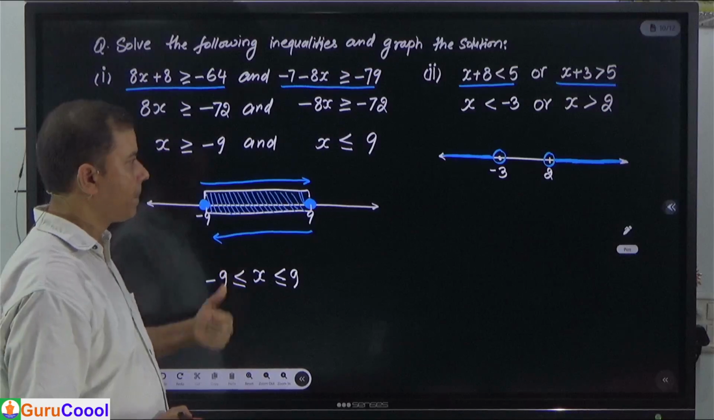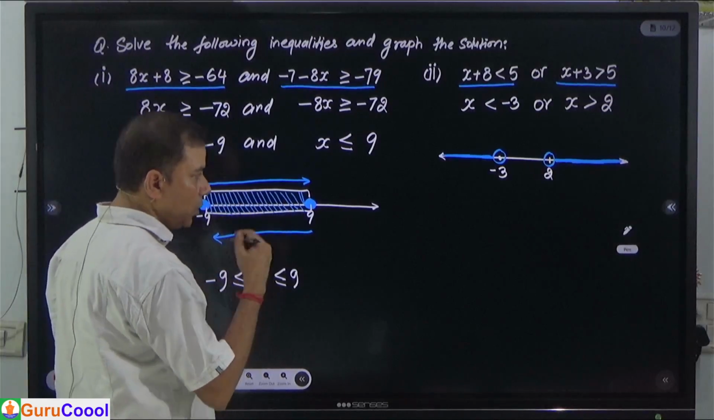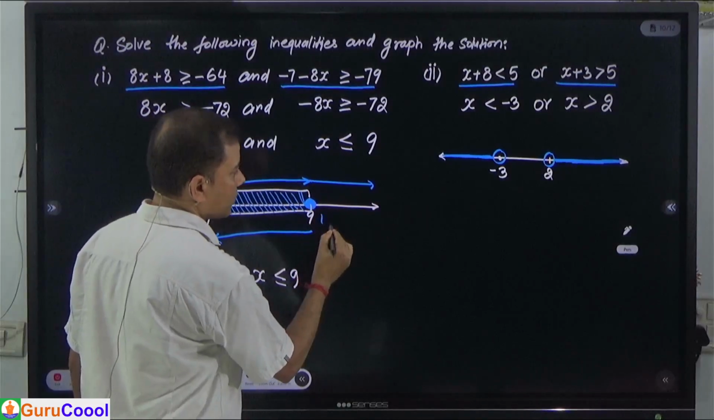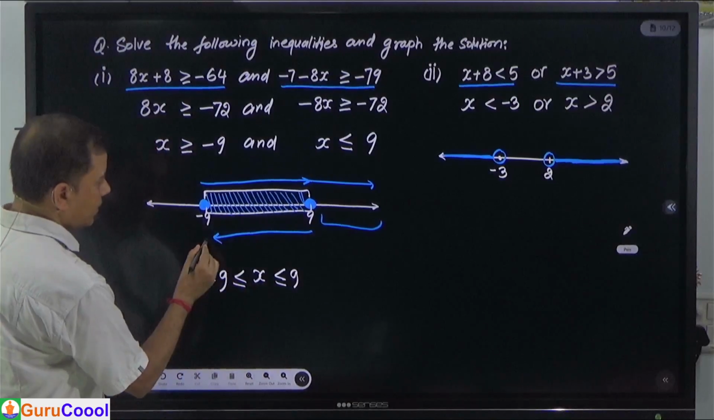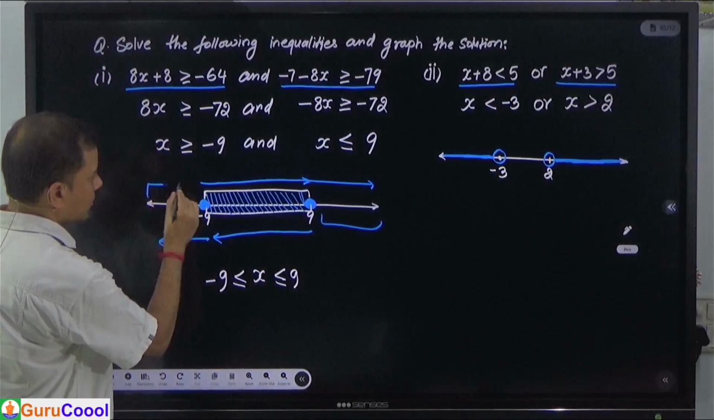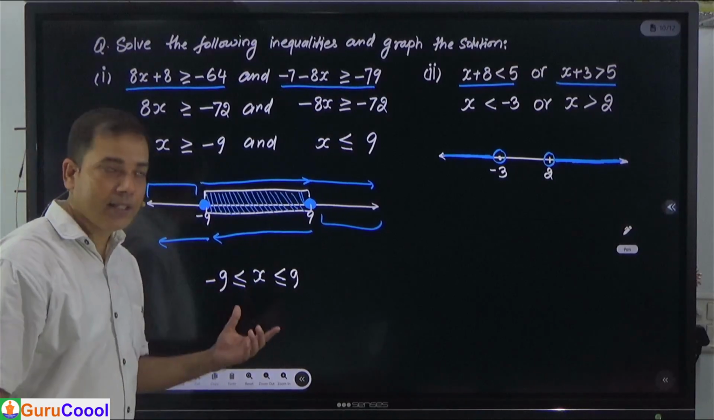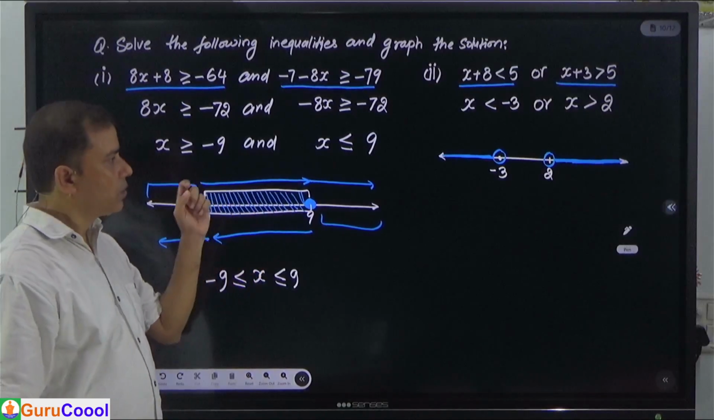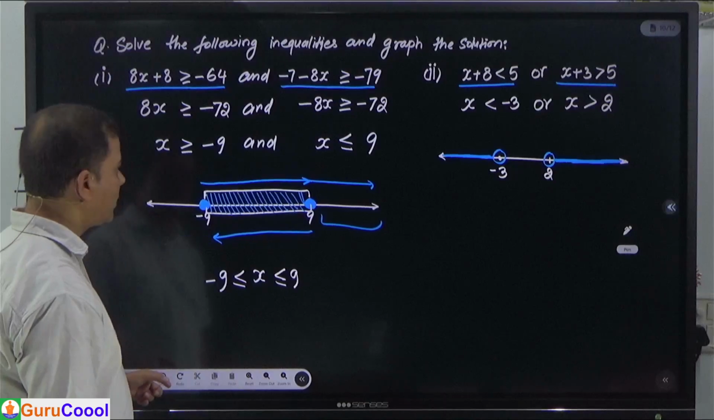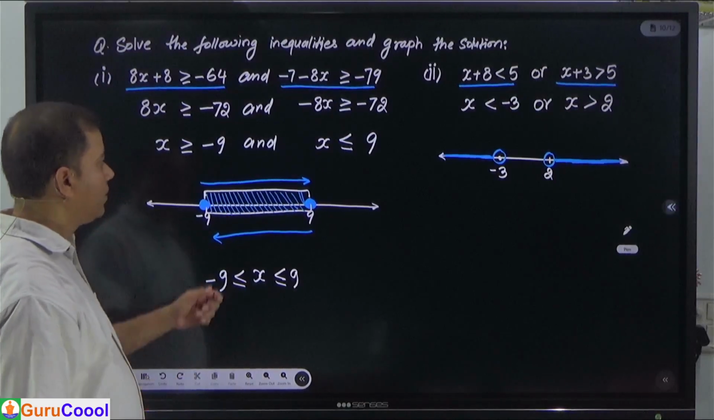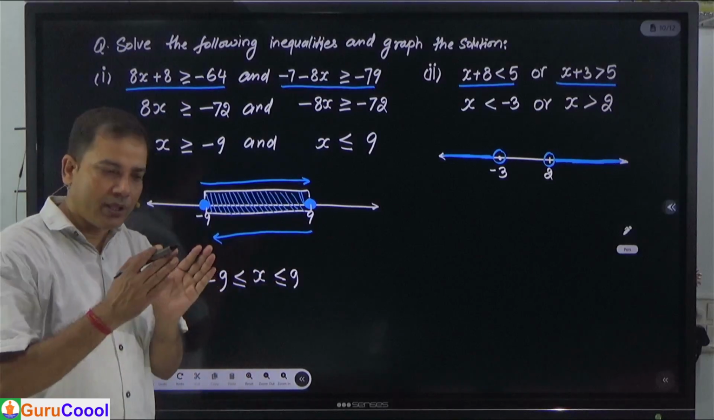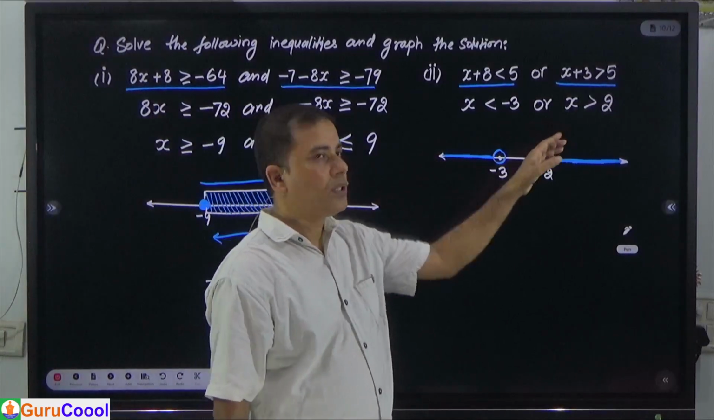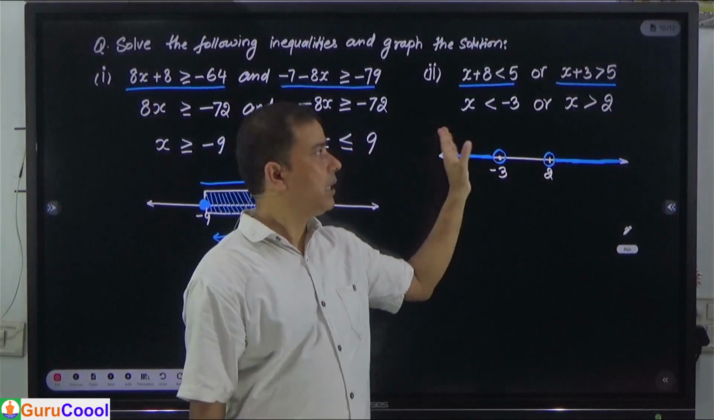Not all. If we would have considered the whole region, then we would have considered this region also, and this region also. But that didn't happen. We considered only the common region. So what is the conclusion? Conclusion is that when "and" comes, you consider only the common region. When "or" comes, you consider the whole thing, this and this together.